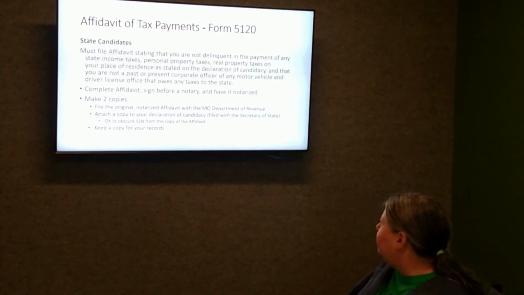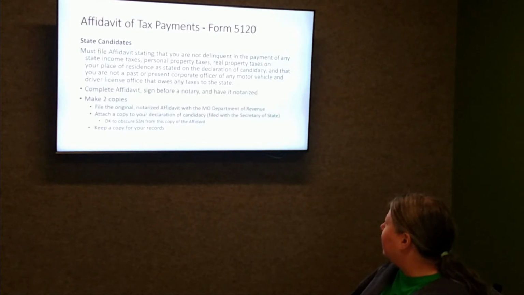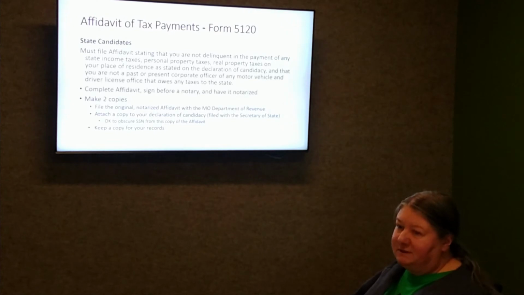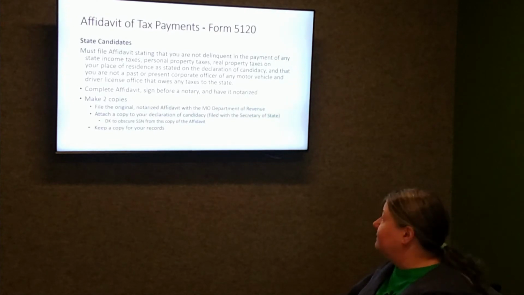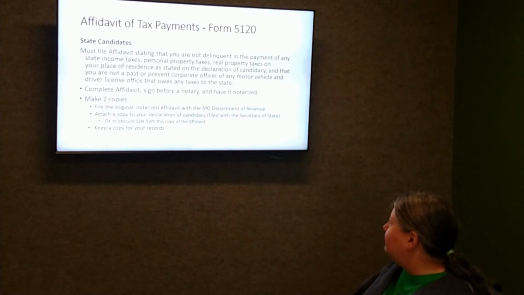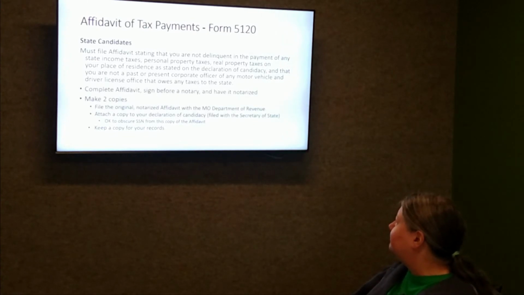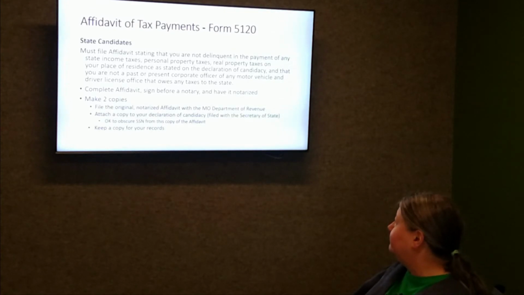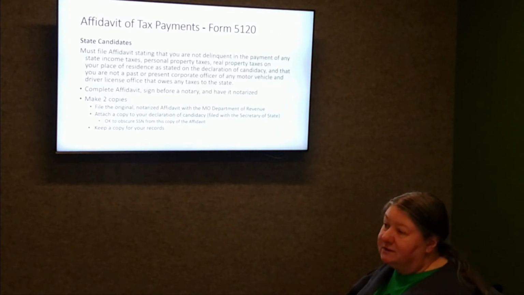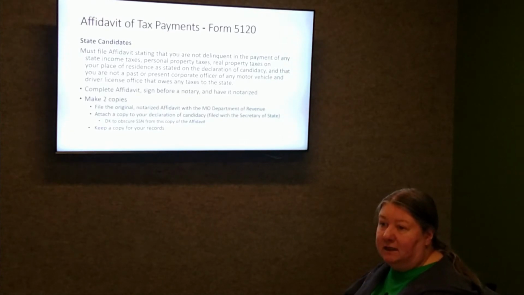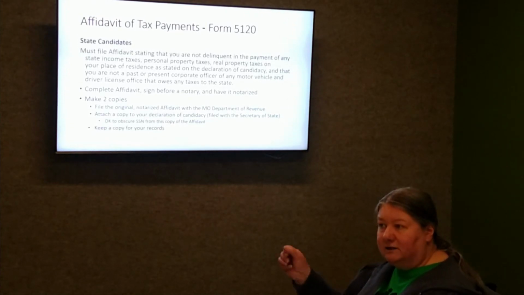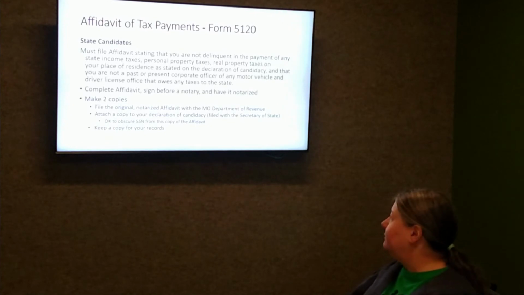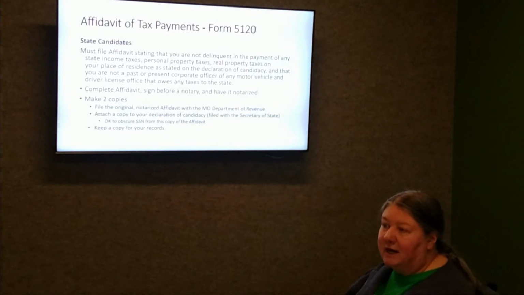Okay, if you're a state candidate, you have to file an affidavit of tax payments. It's basically saying that you're not delinquent in your taxes. And you can get it notarized and make 2 copies. The original goes to Department of Revenue. One of your copies is going to go with your filing to be a candidate. And on that one, you can scribble out your social security number if you want to. And then keep the other copy for yourself.